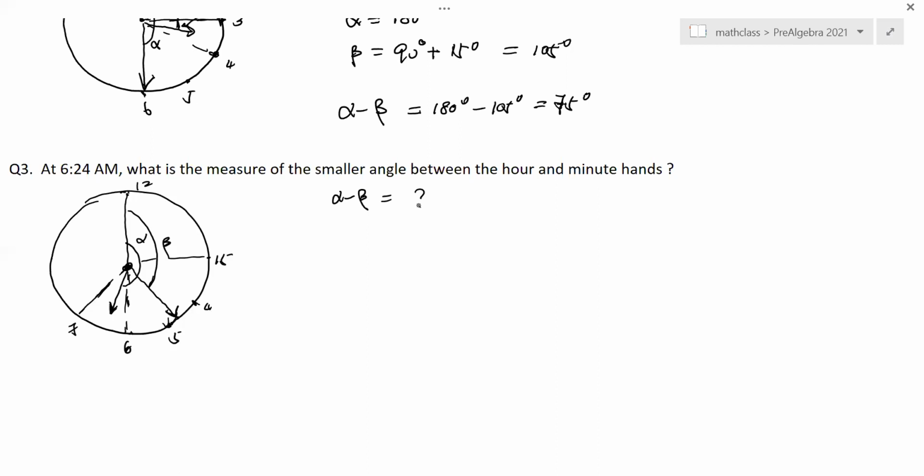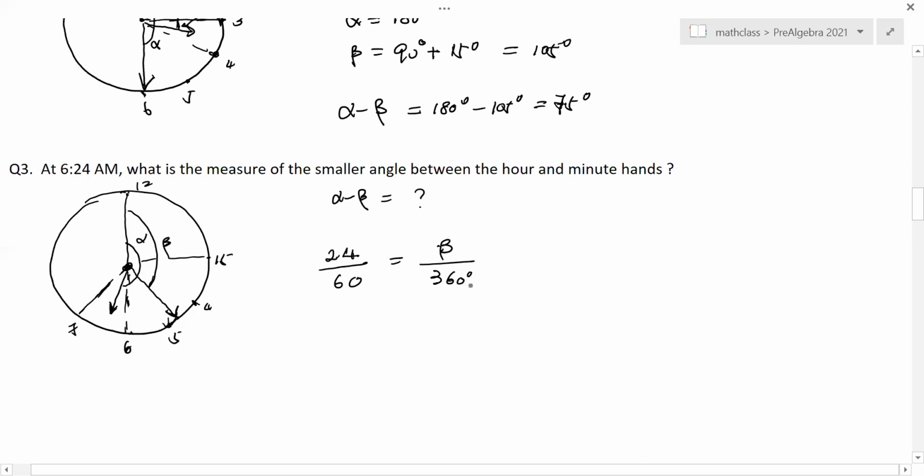Okay, so first of all, let's figure out beta. Think about that. Beta is at 24, right? The total is 60 minutes. 24 is close to half. If it's 60 minutes, then it'll be 360 degrees. So we don't know beta yet, but that's the ratio. We keep the ratio.